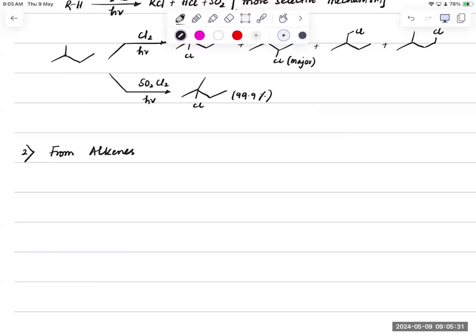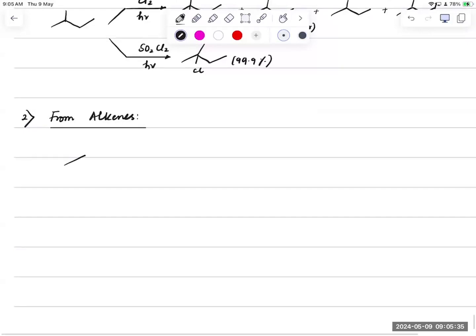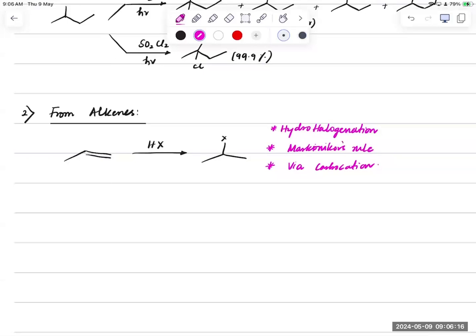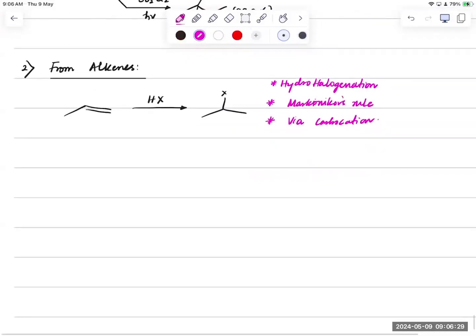From alkenes, how do we prepare it? Suppose you have an alkene like this, and I want to prepare alkyl halide, then we do HX reaction. In HX reaction, we will get this as X. The reaction's name is hydrohalogenation. It follows Markovnikov's rule, and it happens via carbocation. We learned the addition reactions before in the alkenes, so again I don't have to go through the mechanism. I'm hoping that this point should be recalled by you. Clear, everybody?